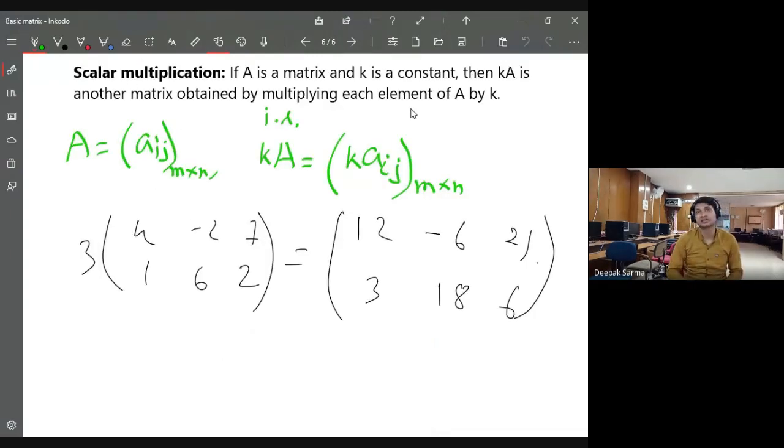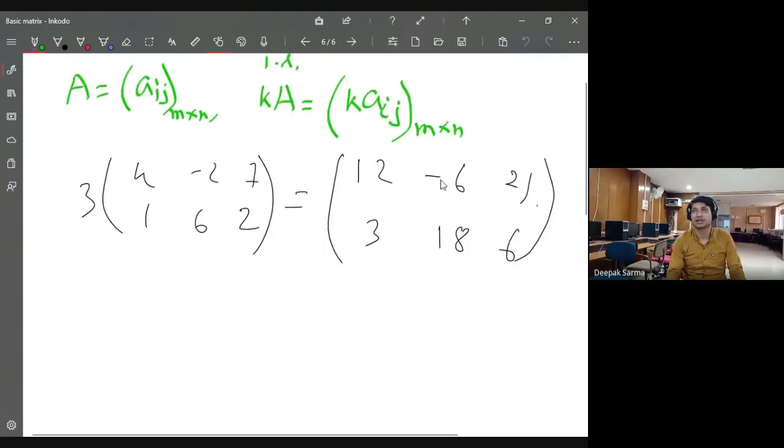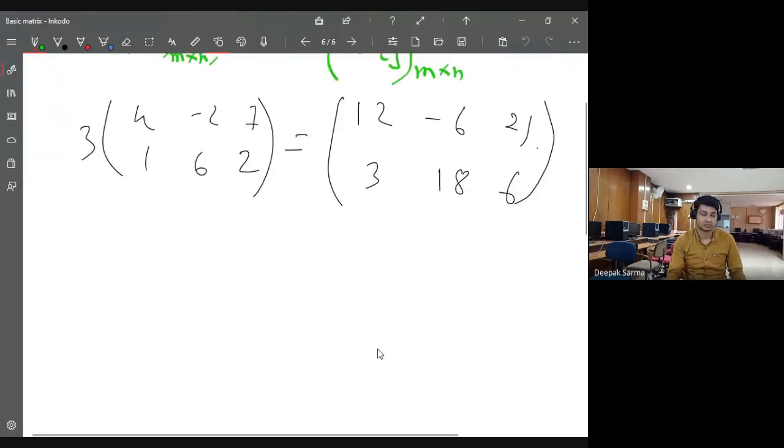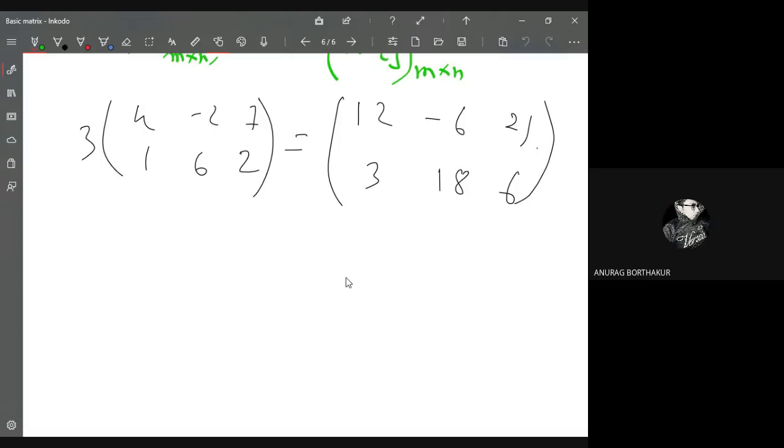Scalar multiplication is simple. If I write this way, it is one matrix and one scalar constant. Then if I multiply them entry-wise, what you get is scalar multiplication. Clear, all of you? Yes, sir.